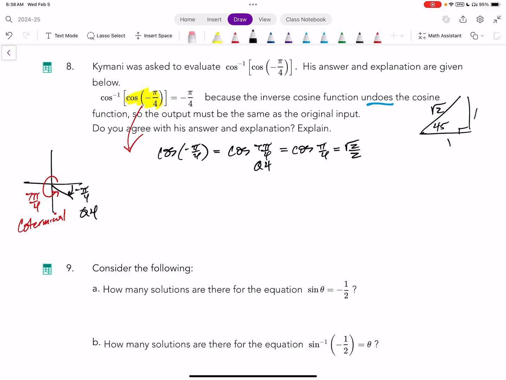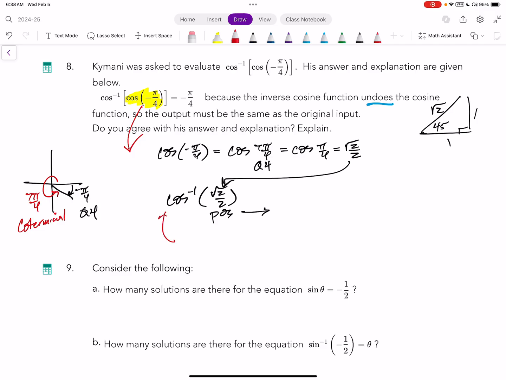Okay, so now we have to take the inverse cosine of that. So now we apply the inverse cosine to our answer, root 2 over 2, which is a positive number. If you take the inverse cosine of a positive number, remember the restriction. The restriction is from 0 to pi.